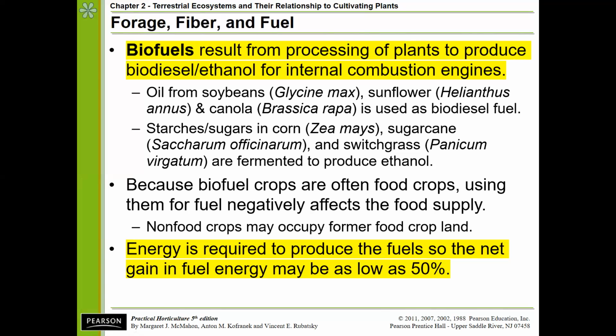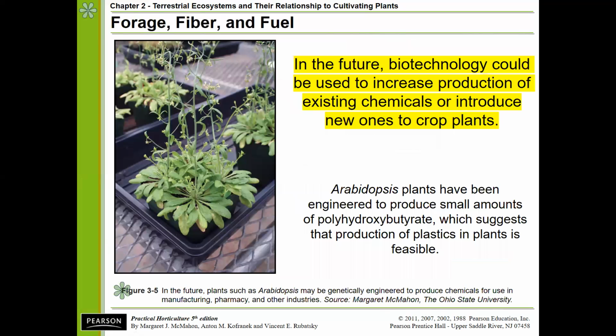So biofuels definitely could be a component of agricultural future for sure, especially if we look at the use of biotechnology to increase the ways that we could not just produce biofuels, but other chemicals, especially medicines from crops.